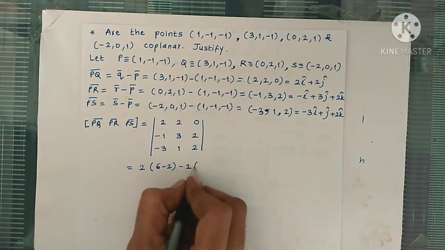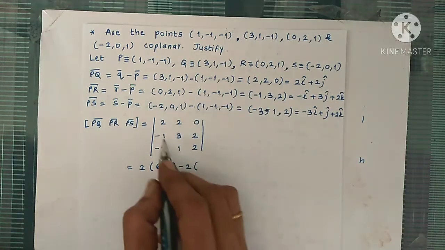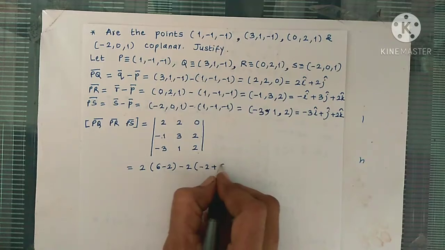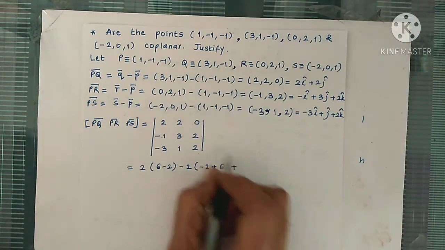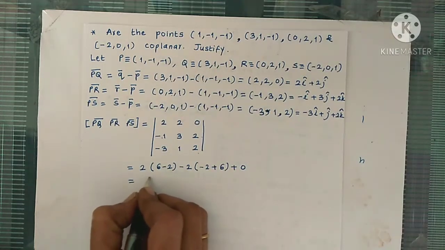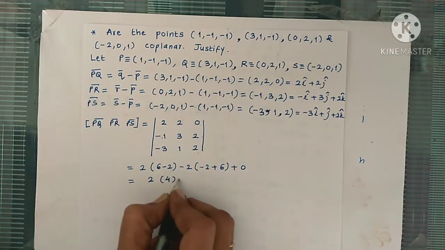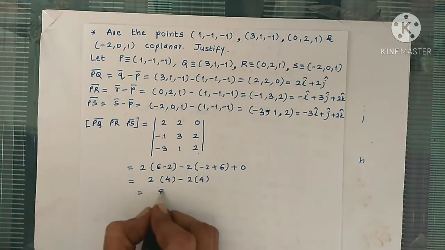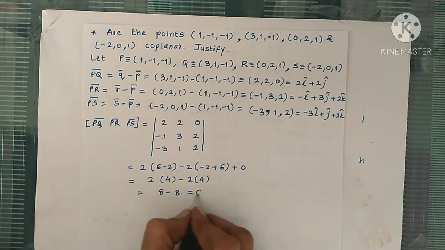Next one is minus 2, then we have minus 2, minus minus plus 6. And since we have 0 here, no need to write the bracket. So 2 multiplied by 4 minus 2 multiplied by 4. So it is 8 minus 8, 0.